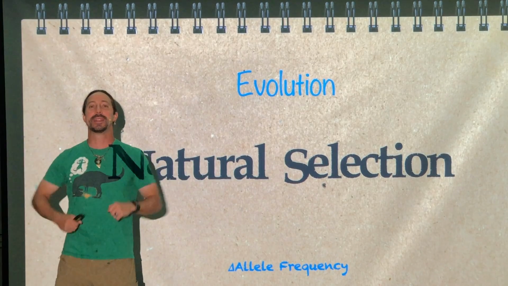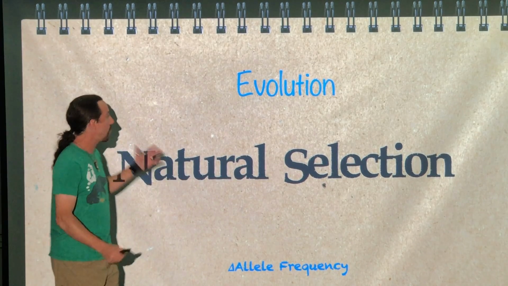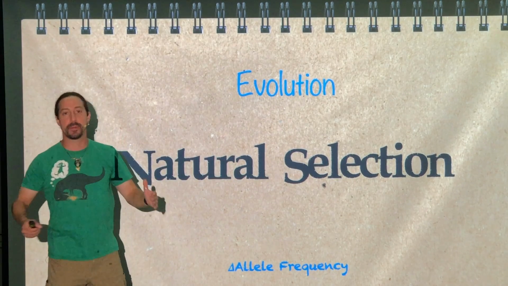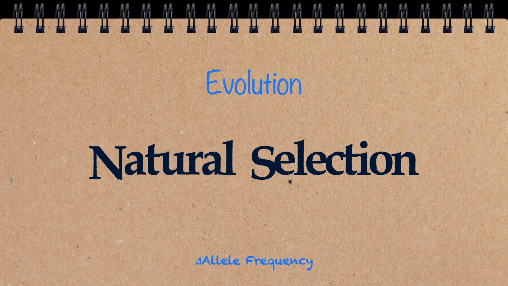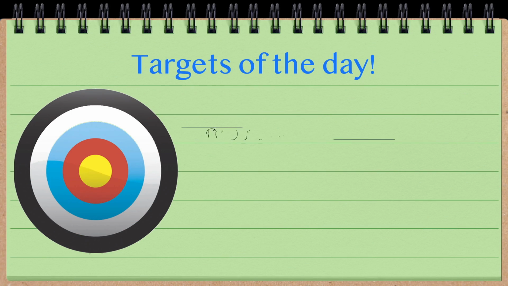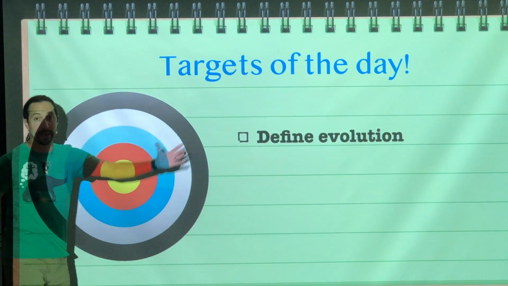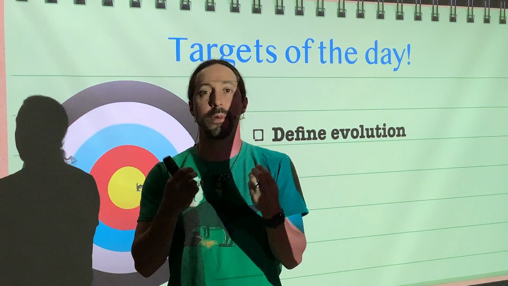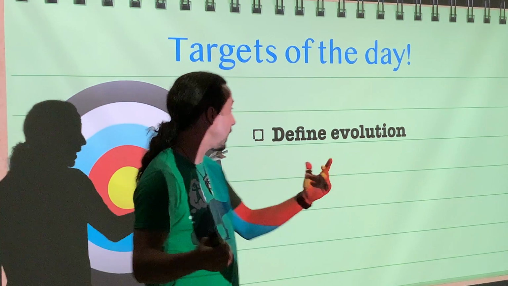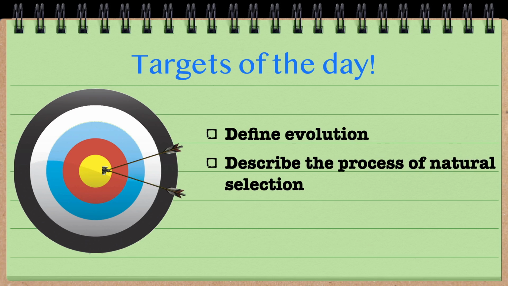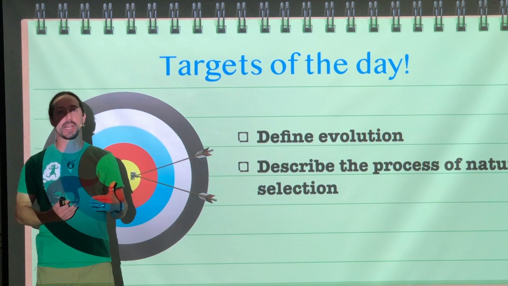Hello and welcome to this episode of Tutors, where we are starting a new unit today on evolution, and we are going to begin this one with natural selection. Let us begin. Learning targets of the day. The first one is to define what evolution actually is. What does it mean when we say evolution? And next, we're going to describe the process of natural selection. What's actually going on and how does natural selection work?